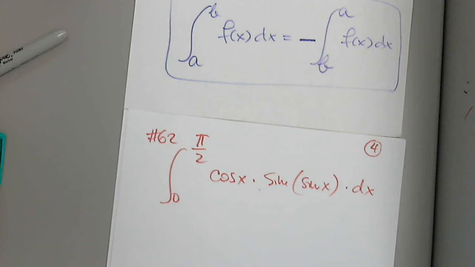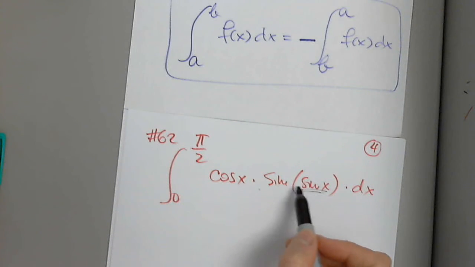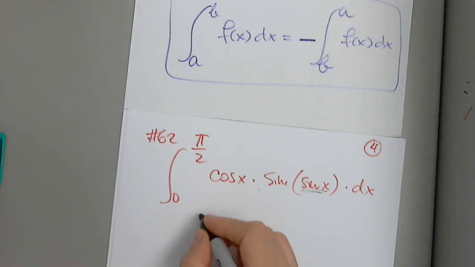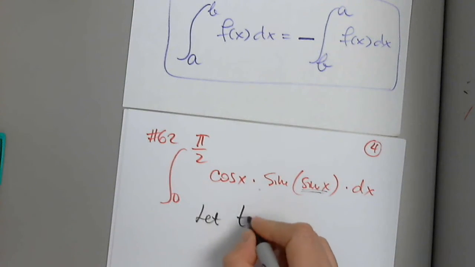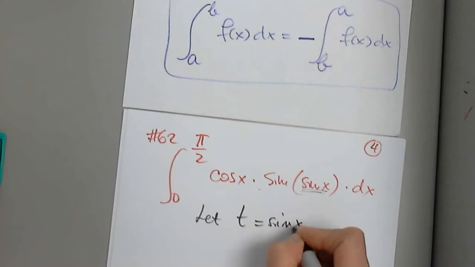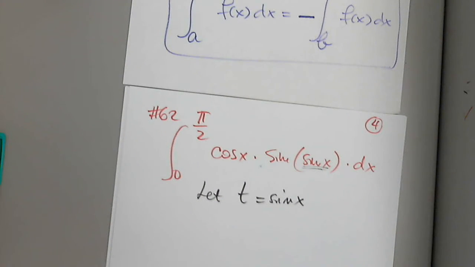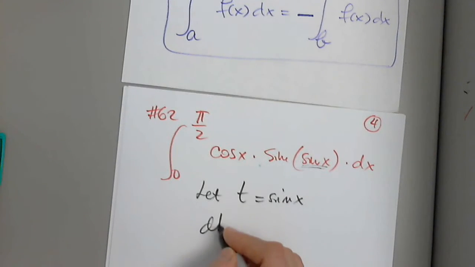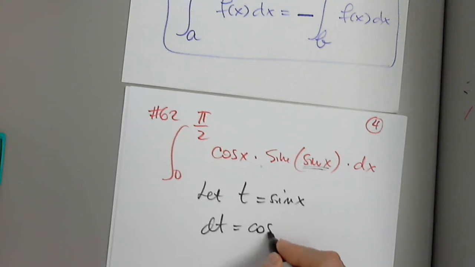Denote the sine in parentheses. Excellent. That's what I don't like. I don't like this inside another function. So let's say, let t be sine x. You choose the letter, just don't choose x. As long as dt is in the problem or easy to make up, plus or minus a factor. Cosine x dx. Very good.